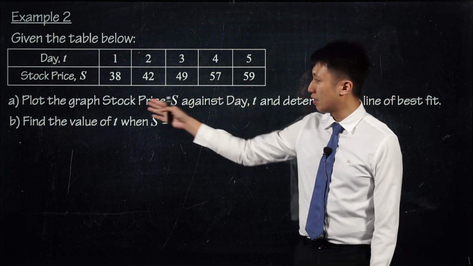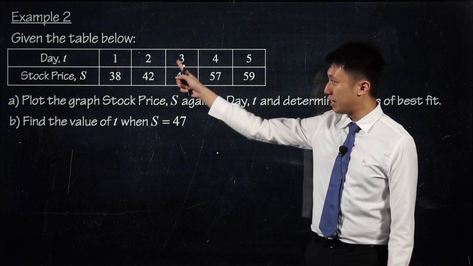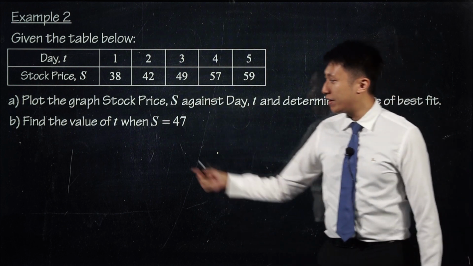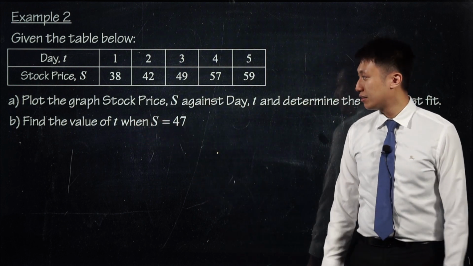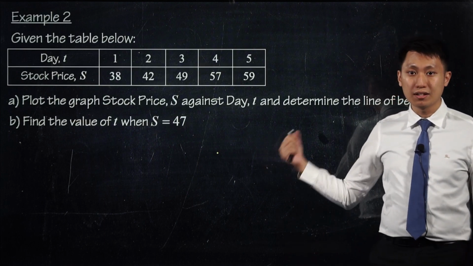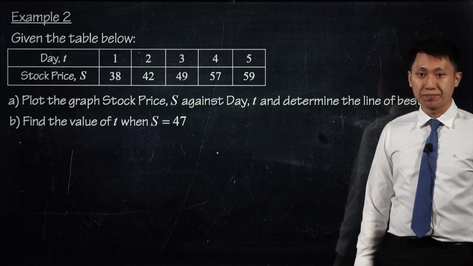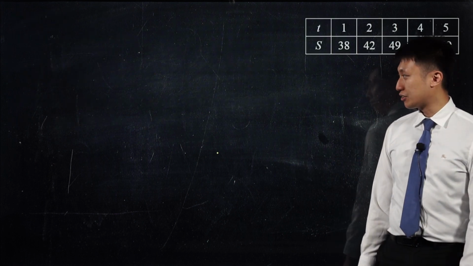Plot the graph of stock price S against day T. Stock price is the one below, day is the one on top. Find the value of T when S is 47. So let's try. Pause the video and try this. Plot the graph and do it. Okay, so I'll show you now.